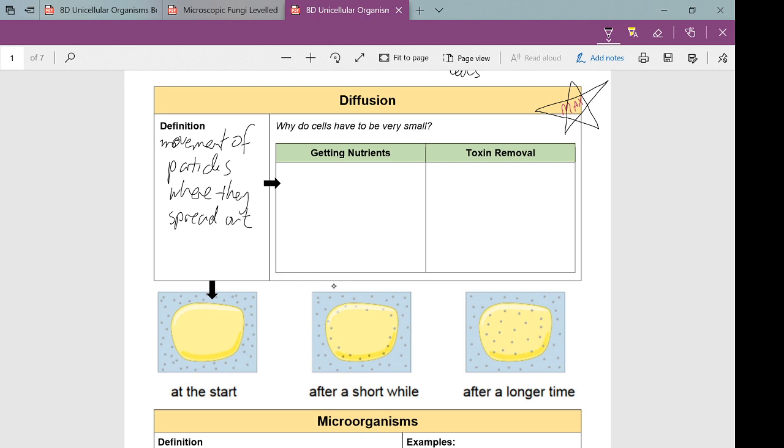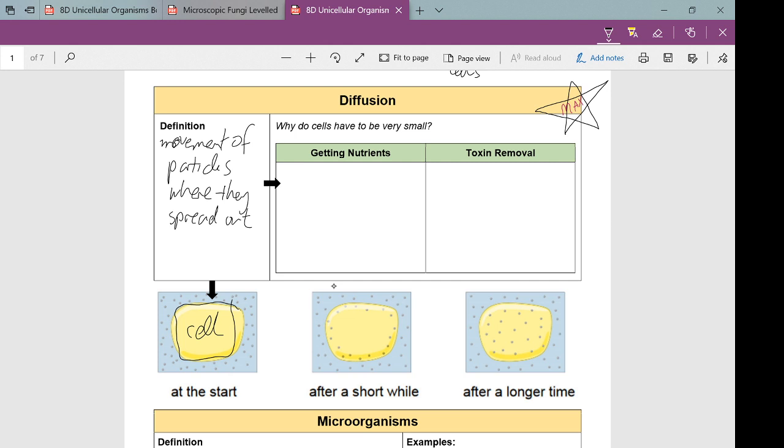So for example, when you have a bunch of particles all clogged up in one space, they naturally want to spread themselves out a bit to be able to cover the whole area of the room. So our cells, they all basically absorb nutrients by diffusion. If you have a look at the diagrams that I have here, my yellow bit here is a cell, so this is a cell.